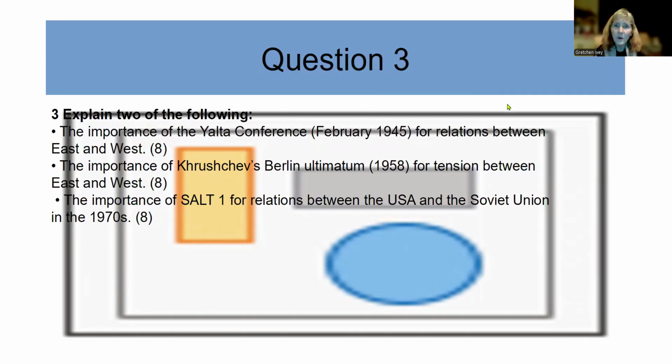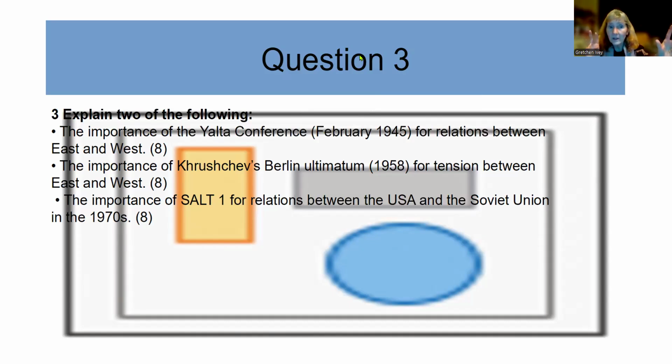Okay, final question. There are only actually 3 questions on this paper. They're just lengthy questions to write on. This is a 16 marker, but you have to explain 2 of the 3 options given. So you've got 3 choices here. The importance of the Yalta Conference, February 1945, for relations between East and West.